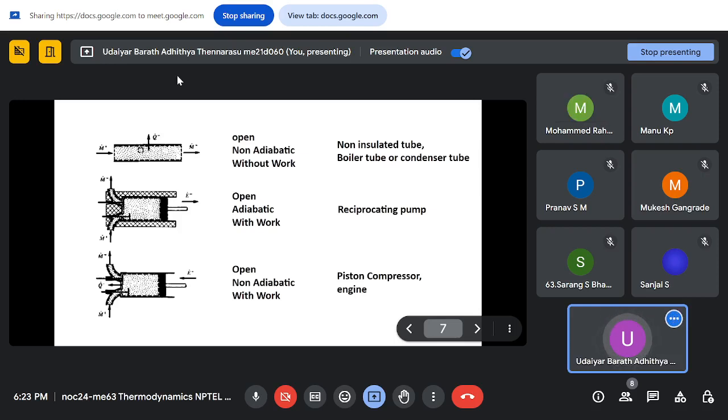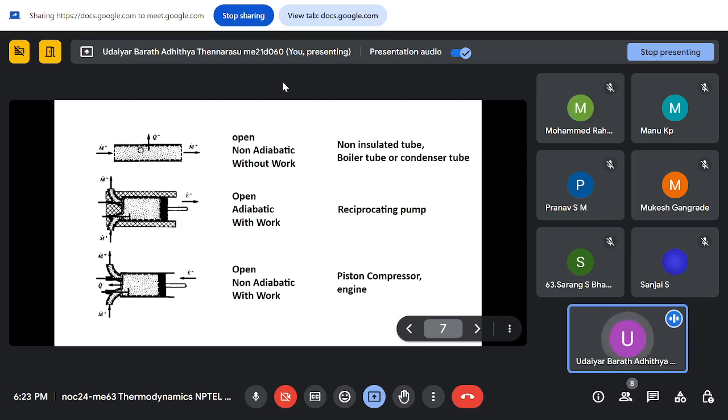Fluid comes in and then goes out. So this is still an open system, because this is insulated, it's adiabatic, but there is a work transfer. The next example is open, but non-adiabatic, because there is a heat transfer happening. You can say the second one is a piston compressor or engine.